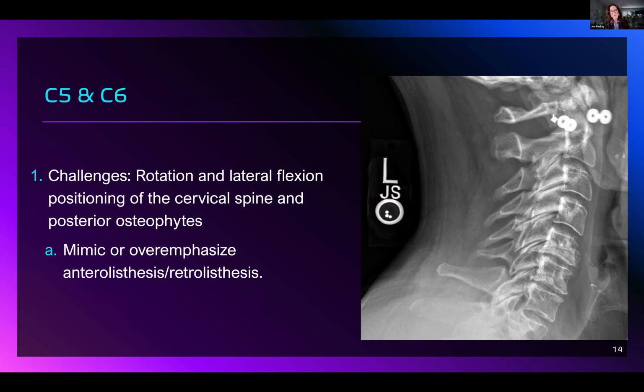We're supposed to anyway have patient identification as well as laterality markers, so that way it can't be argued like, oh, what side is that? Exactly. So use your markers. Yes, use your markers. Okay, great. Excellent.